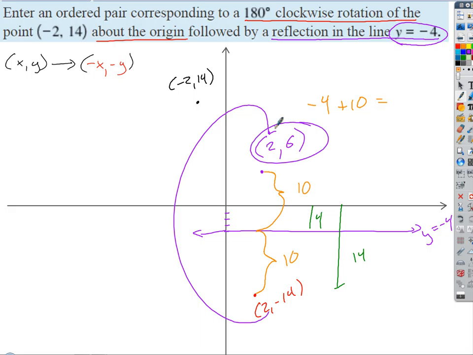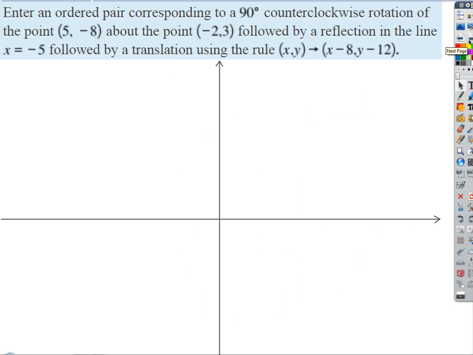Make sense? I mean, there's a little bit to it, but it's not like it's horribly complicated. You just got to be careful. Just be careful not to make a mistake. Okay, last one. This is a little tougher.